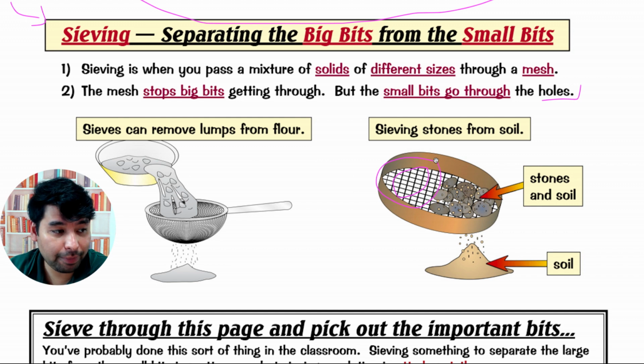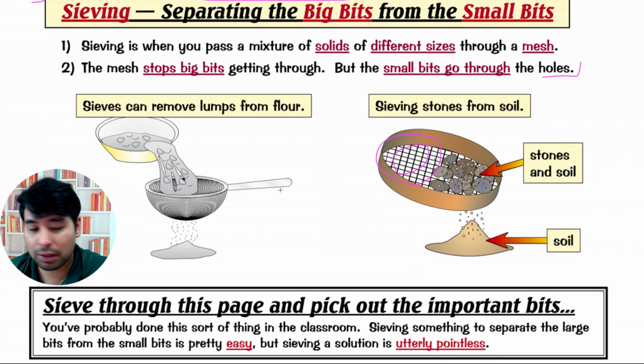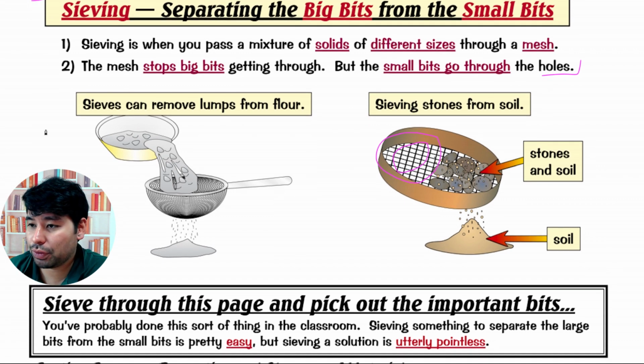Alright. Okay? No problem. Are you getting that? I hope so. So, going down a little bit, we have these two yellow pieces of information. Sieves can remove lumps from flour. Again, sieves can remove lumps from flour.